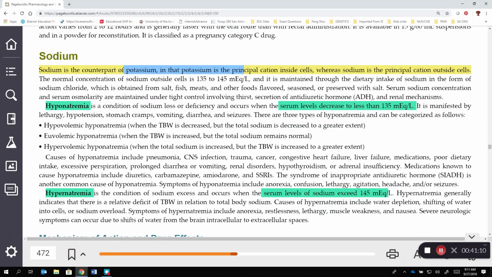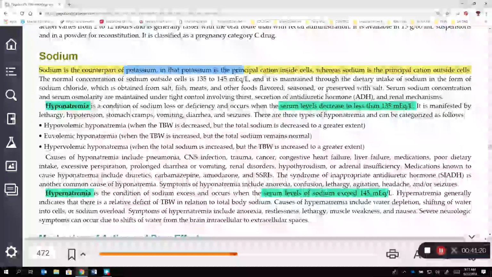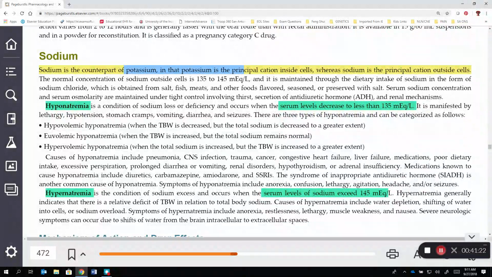Hyponatremia, loss or deficiency of sodium, is when you have a serum sodium level less than 135 milliequivalents. That means they've lost too much sodium. And you will see lethargy, hypotension, possibly stomach cramps, so some GI problems, vomiting, diarrhea, and seizures.